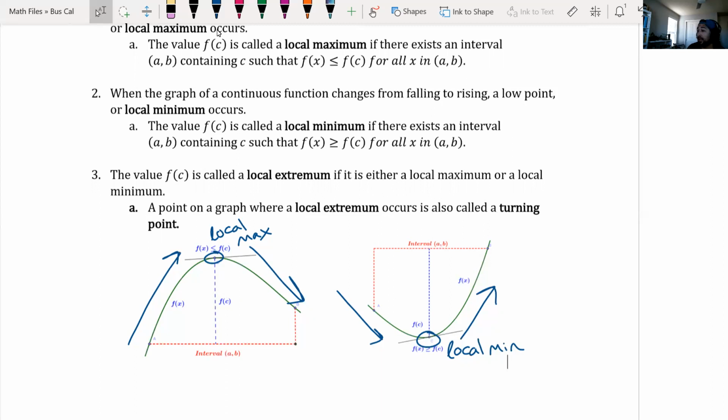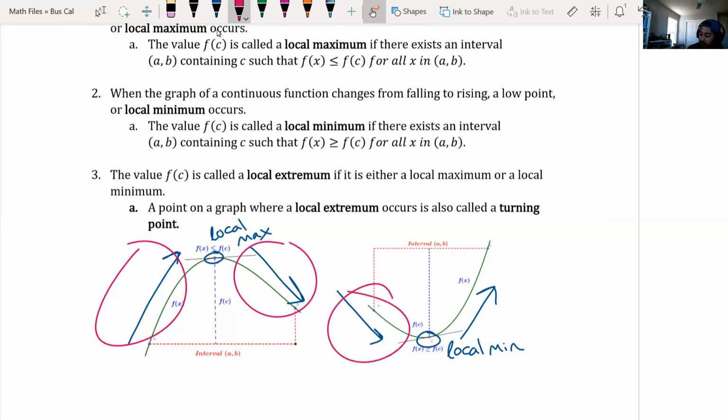Like I said, we have another page of definition. But in 3a, it says a point on a graph where a local extremum occurs is called a turning point. So the reason that these local maxes and mins are called turning points is because the graph changes direction. So on the first graph, we went from increasing to decreasing. You increase and you decrease. So at that maximum, the graph changes direction. On the second graph, we went from decrease to increase. And we see that the graph again changes direction. So these are called turning points as well.